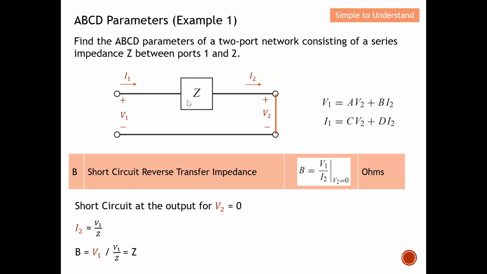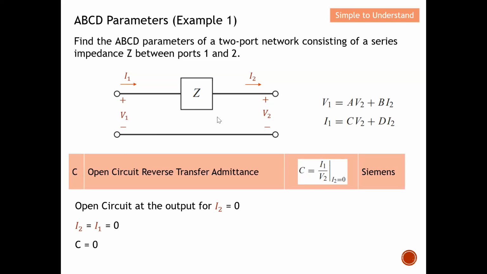Now let's move on to C. How can I actually find the C term? In order to find the C term, I need to make this I2 equal to 0 again. If I make I2 equal to 0, this whole item disappears. So to find C, I simply move this V2 over, and it will be I1 over V2. This is called Siemens, the opposite of ohms. Basically, this is how I can find the C term.